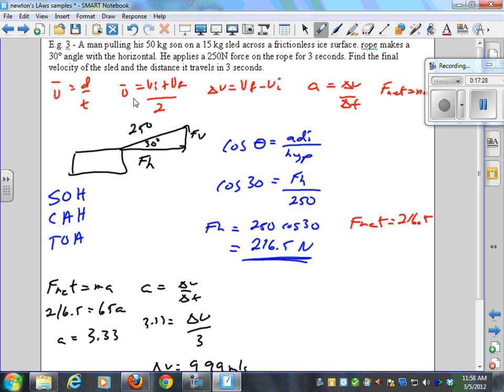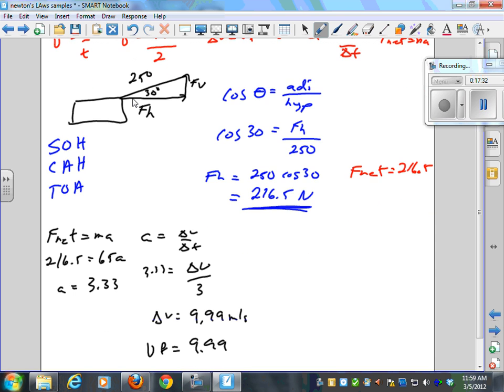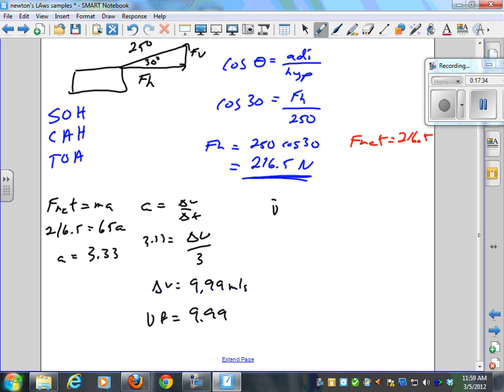So now how do I find the average? V bar equals VI plus VF over 2. 0 plus 9.99 over 2, giving me an average. Can I just take that 9.99 and round it to 10? You okay with that? Yep. And say that divide by 2 and just get 5. I like that. I think we've shown enough work here. We'll just go to 5.